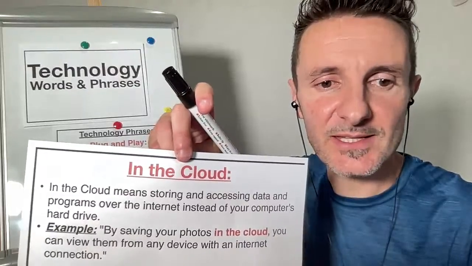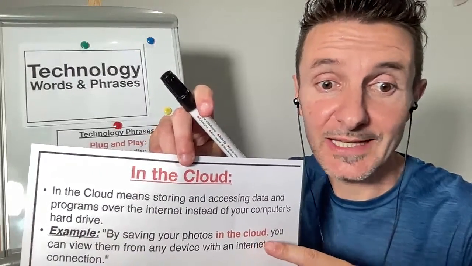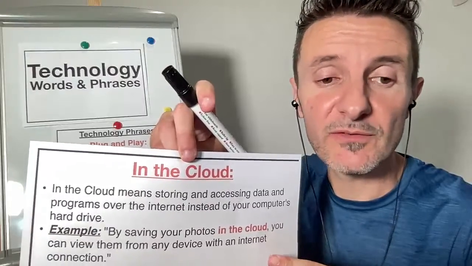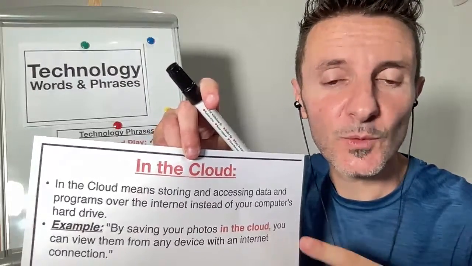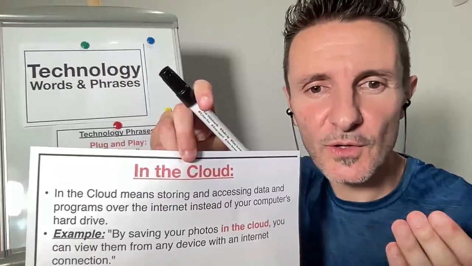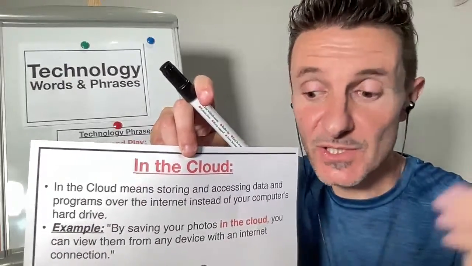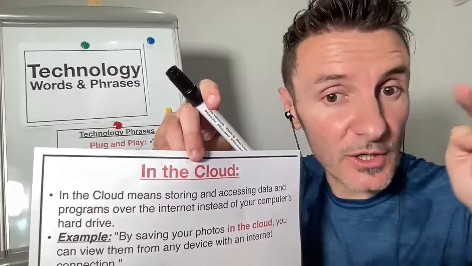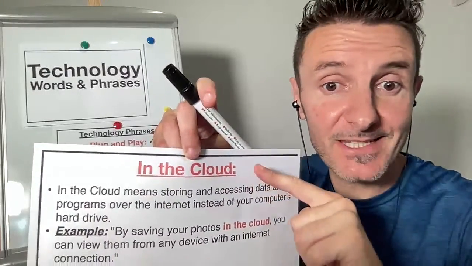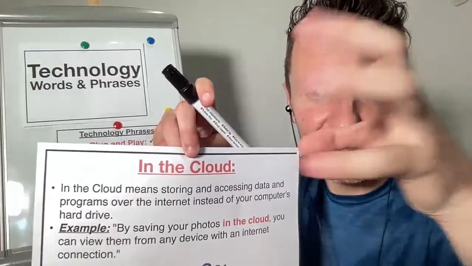And here's a sentence to help you understand this. By saving photos in the cloud, you can view them from any device with an internet connection. That's true. You can look at your photos on any phone, on any computer, because it's not on that phone, it's not on that computer, it's in the cloud. It's somewhere in the internet where you can get it.